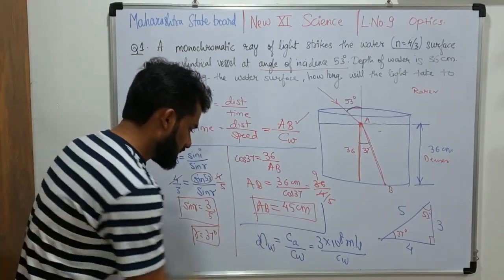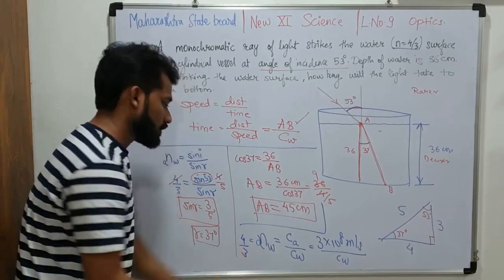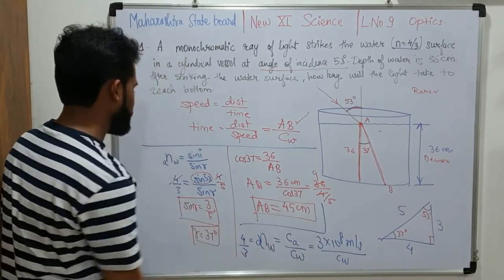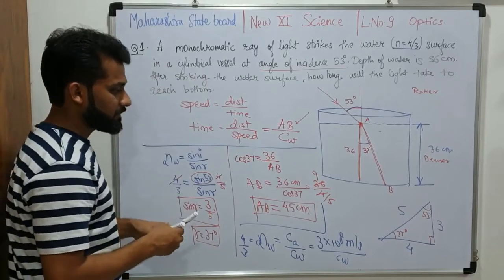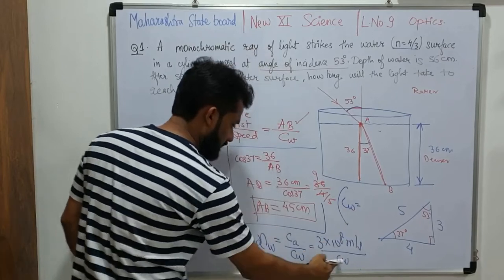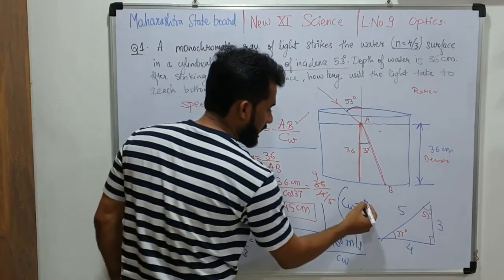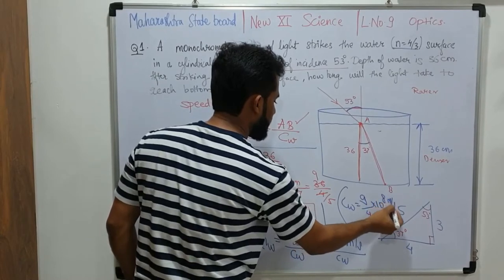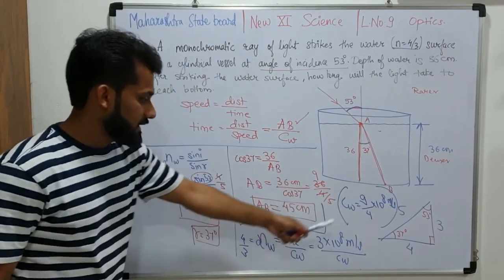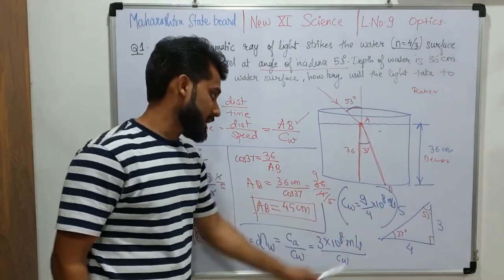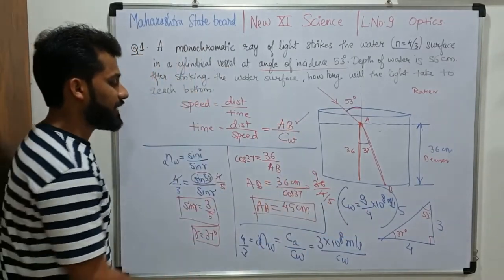So this is given as 4 upon 3. On cross multiplying, 3 3s are 9 and 4 will go down. So from this, you can calculate speed in water as this will go up. It will become 9 by 4 into 10 raised to 8 meters per second. So once you get CW and AB, this is in centimeters, this is in SI units, meters per second. I simply need to put the values over here.